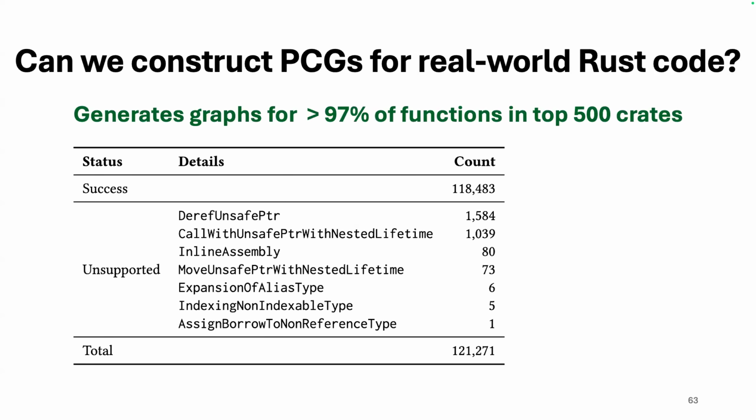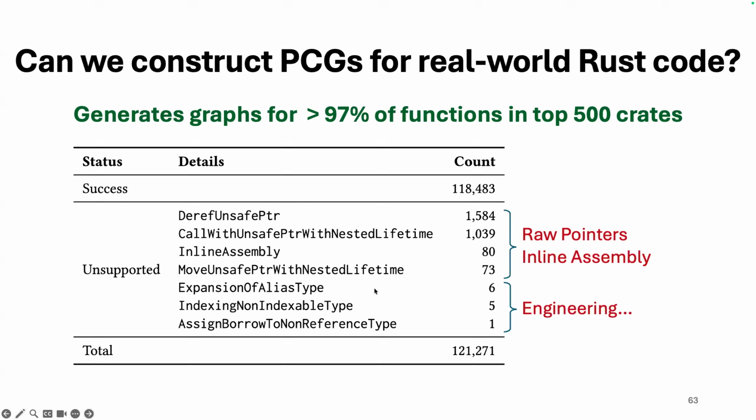The results were actually quite good in terms of what we could construct models for. There were about 2% of functions that our analysis didn't handle, and most of that is stuff that we don't really set out to handle anyways. This would be raw pointers, inline assembly, and other parts of unsafe Rust. And then there's a very small number of engineering-related issues that we think are possible to fix in theory. But of course, just because we can create these models doesn't mean they're necessarily correct in any sense.